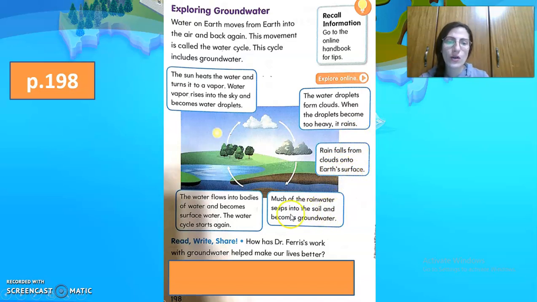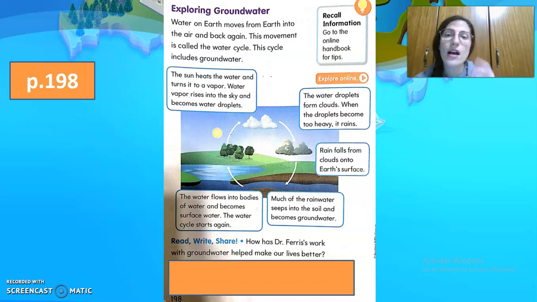Much of the rainwater seeps into the soil and becomes groundwater. The water flows into bodies of water and becomes surface water. The water cycle starts again. So they're telling us each time, every time, okay? This happens whenever we say we have a water cycle.